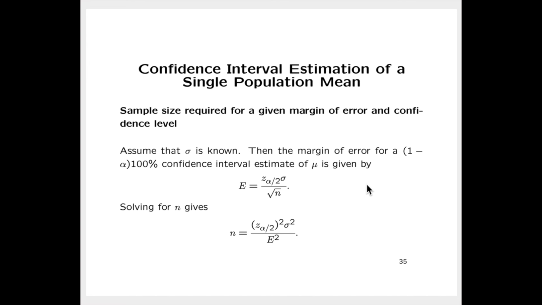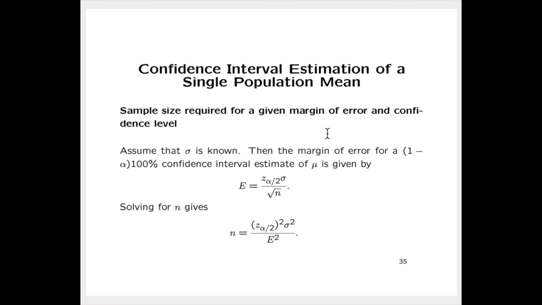All right, now the next result is very useful for planning an experiment. On this slide, we have a formula that gives us the sample size required in order to obtain a given margin of error at a given confidence level. If what we're wanting to do is to determine how large of a sample we need in order to construct a confidence interval that has a certain margin of error and a given confidence level, then we would use this formula. So again, we're assuming here that sigma is known. If it's not, we'd have to approximate it somehow. But let's assume that the population standard deviation is known.